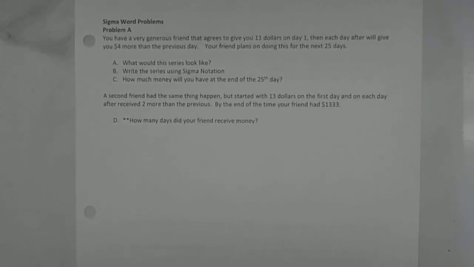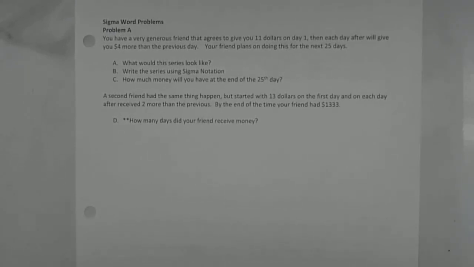All right, so this is a video of how to solve problem A. So you have a very generous friend that agrees to give you $11 on day one. Then each day after will give you 4 more than the previous day. Your friend plans on doing this for the next 25 days. So what would the series look like?